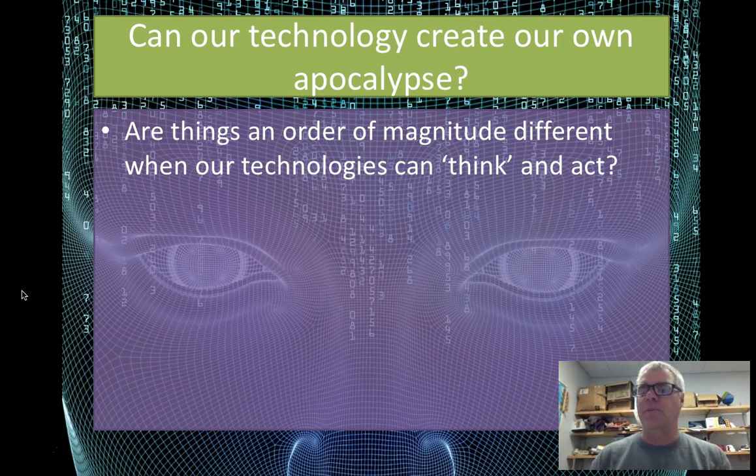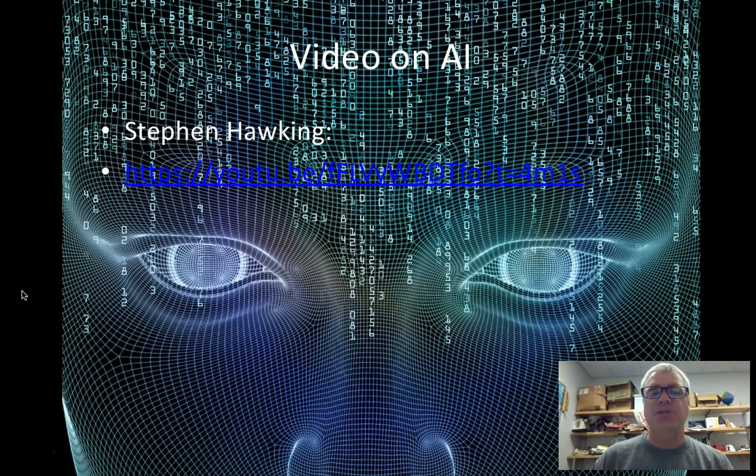But the question that starts coming up, and you'll see this in the readings and the other short videos for this section, as well as the longer video we'll see, is whether things are an order of magnitude different when our technologies can think and act, as opposed to just being tools that we can use. That's where this idea of Frankenstein comes from. And particularly, one of the big concerns is artificial intelligence. When we start creating computer systems or robotic systems that have the ability to think for themselves, will they make decisions that might end up hurting us as a whole, us being humanity?